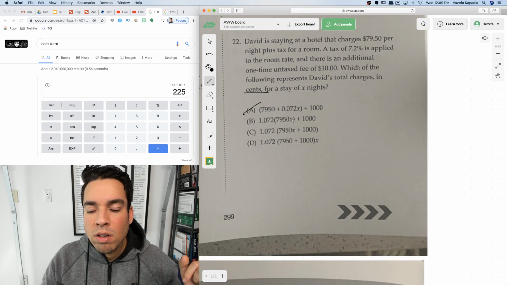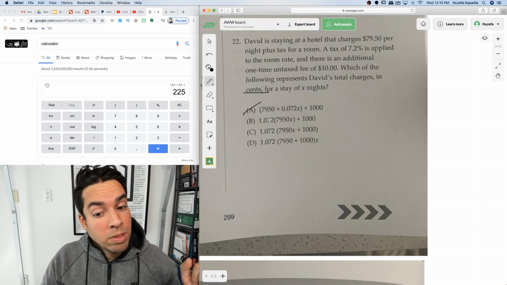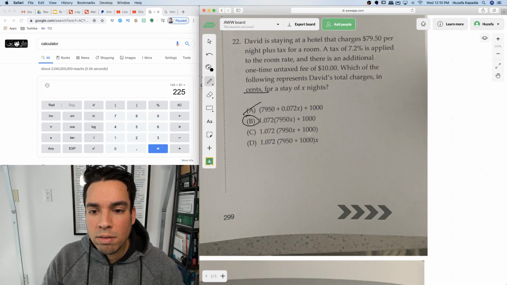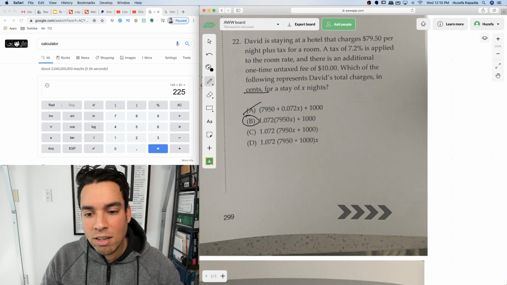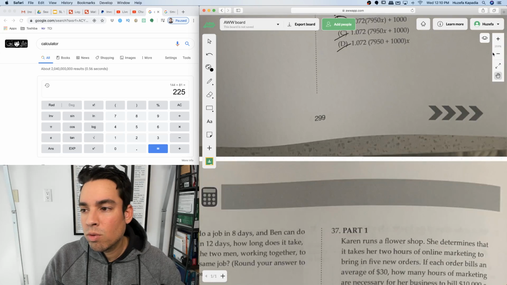This one makes no sense. This is better, right? We're applying the number of nights, multiplying it by the charge per night, which is 7,950 cents. Then we're adding on the 7.2%, right? This actually looks pretty good. And then I think it's B. Let's just see why. This is untaxed. It said one-time untaxed, so we shouldn't be applying the tax to the $10. Same with this one. And also, this would be multiplying that 10 times the number of nights, but it says a one-time fee.